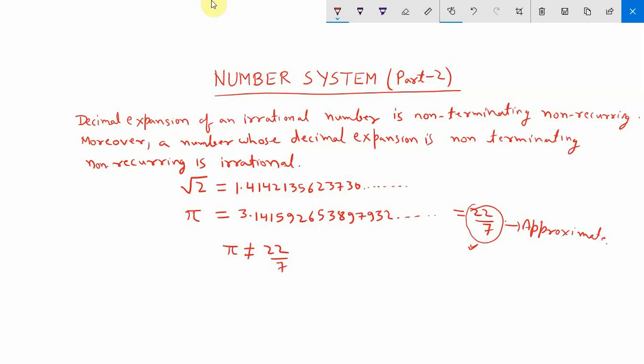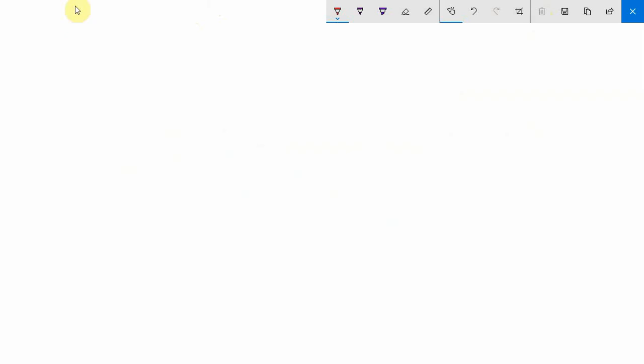Okay. So now we have seen how to find a rational number between two integers or some rational numbers in between two rational numbers. We have seen in our last lecture. Today we will see how to find an irrational number between two rational numbers. So if you have to find an irrational number between 1 by 7, which is a rational number, and 2 by 7. So how to do this?